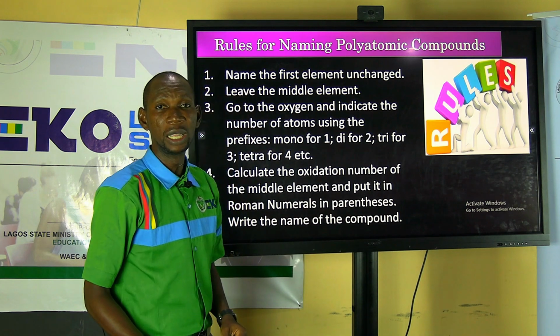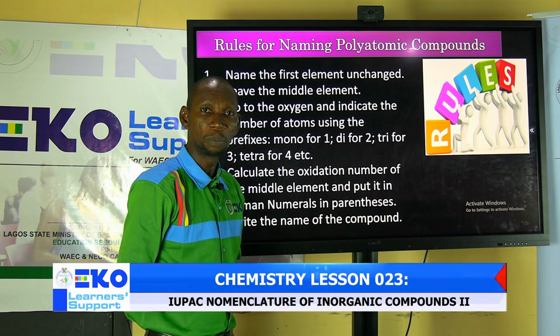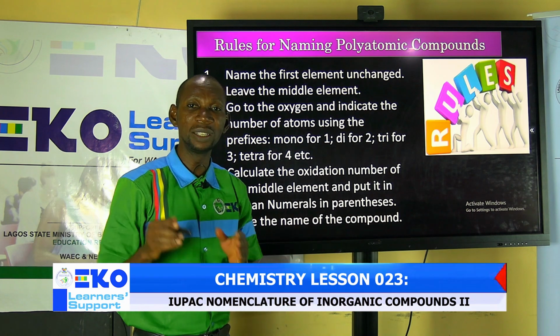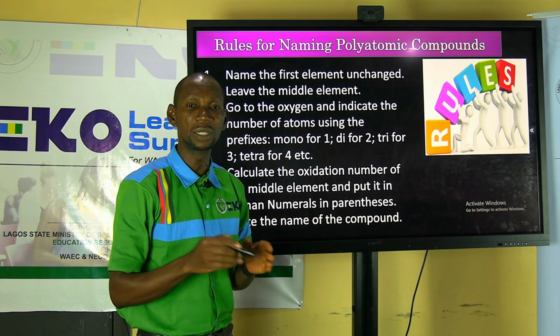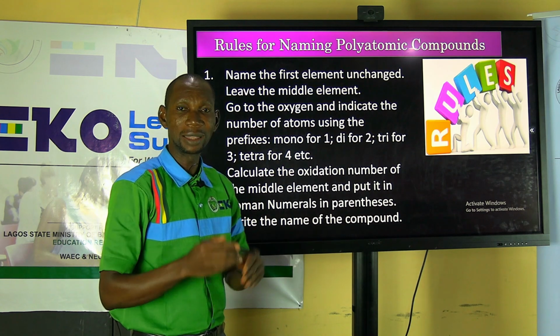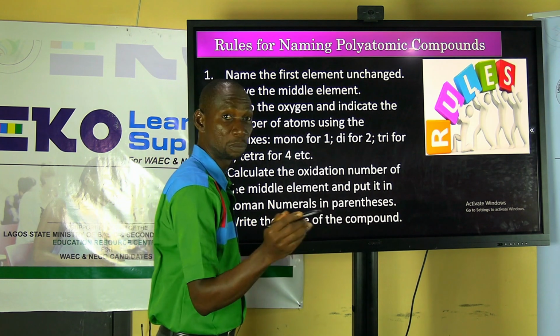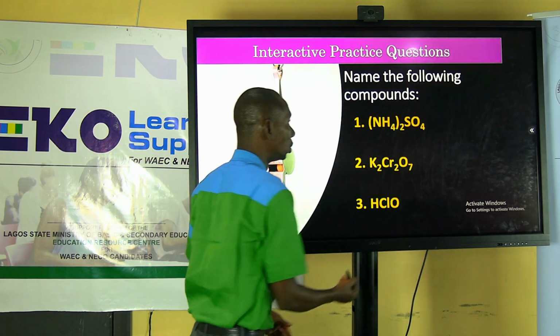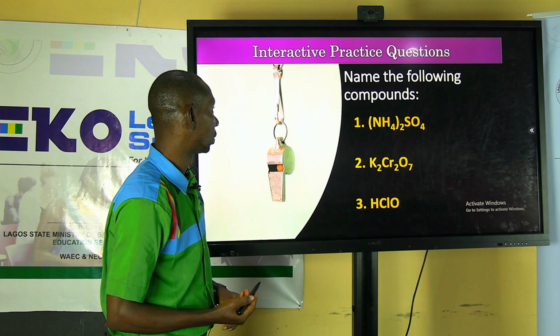Remember, we're using a convention that is global. A name of a compound in Nigeria will be the same in Canada. It will be the same in America. It will be the same everywhere in the world. And that is the power of the IUPAC. So you must make sure that your name does not differ from every other place.